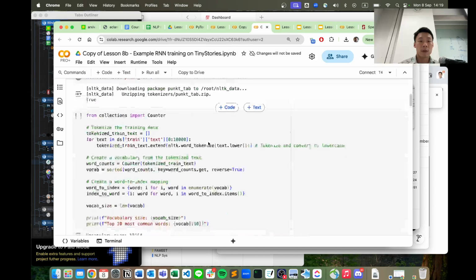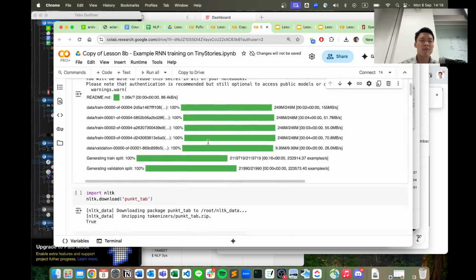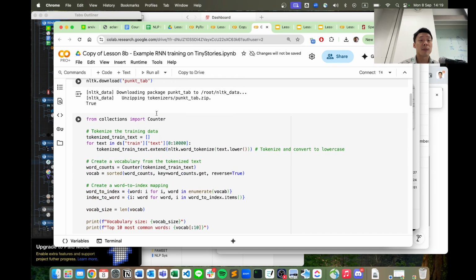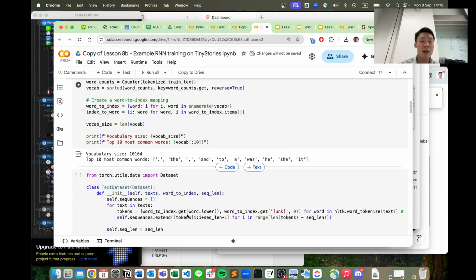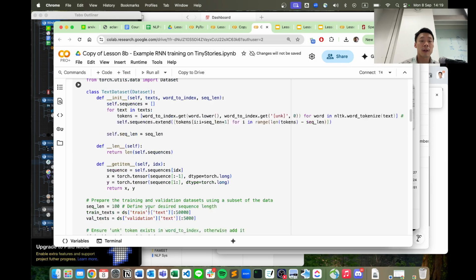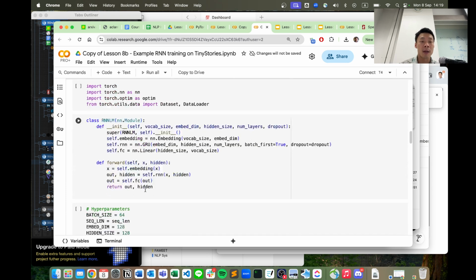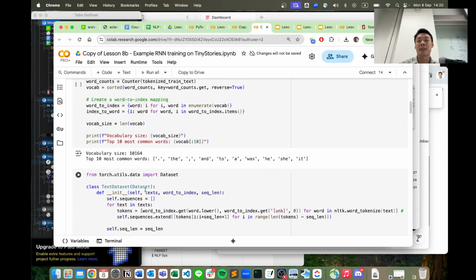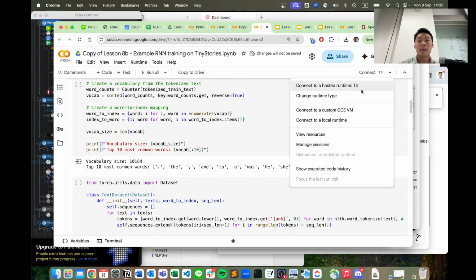Cool. So let's go through the code a bit. You load the dataset. Again, tokenization stuff, convert the data, blah, blah, blah, and train, okay? It's not super interesting.